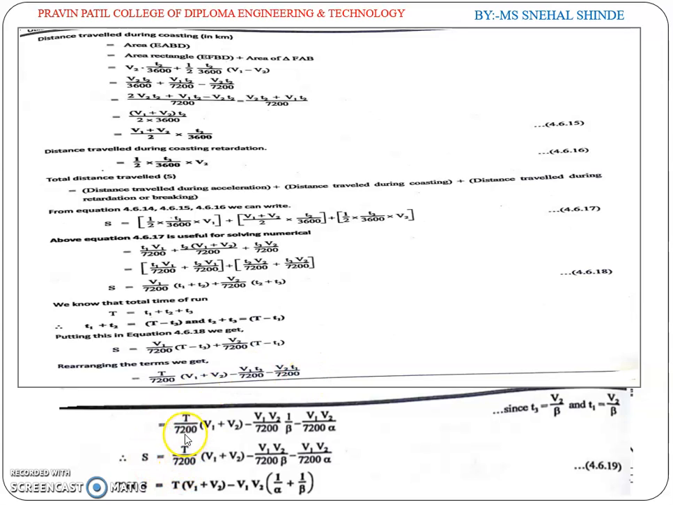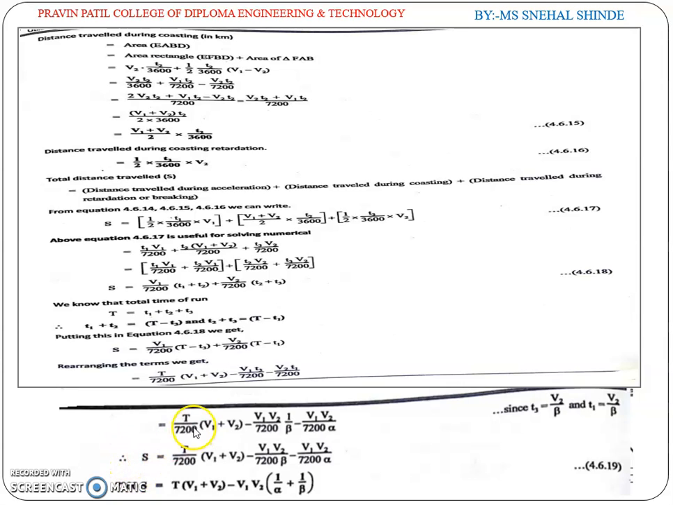So like this, substituting this equation, we get the value of this. So T by 7200, since we know the T3 value. T3 value is V2 divided by beta and T1 value is V1 divided by alpha. So we will substitute the values of T1 and T3 in this equation. Okay. So now we get 1 minus 1 upon beta, and V2 is written over here. Then minus V1 into V2 upon alpha.